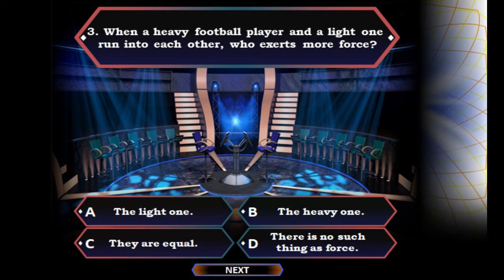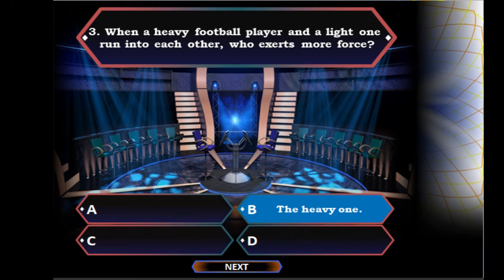Question number 3. When a heavy football player and a light one run into each other, who exerts more force? A. The light one. B. The heavy one. C. They are equal. D. There is no such thing as force. The answer is B, the heavy one.